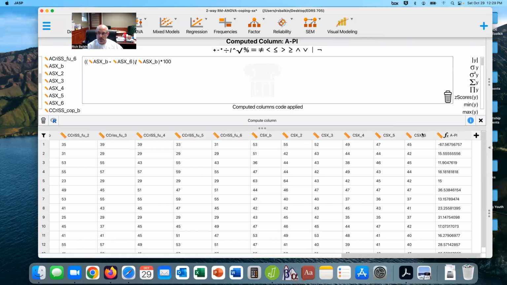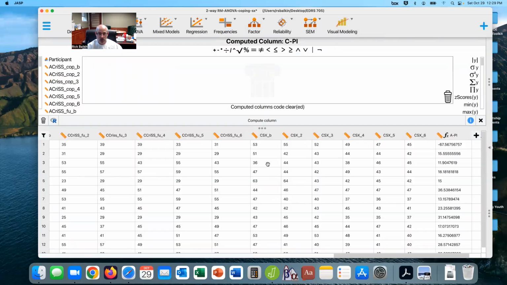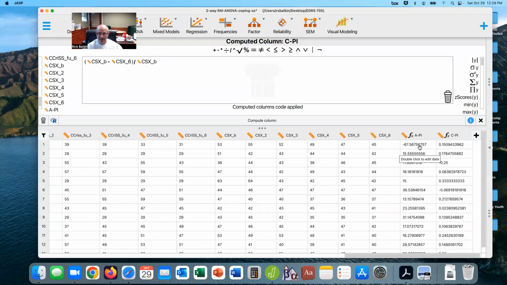Let's look at the clinician responses also for each adolescent. And I could hit C, we'll just call this clinician percent improvement, and create a column. And that's going to be clinician baseline minus clinician symptoms divided by the clinician baseline. And I'll compute that column as well. And we have that here. Interesting. This adolescent is saying, I regressed. This clinician saying, no, the adolescent improved just a little bit.